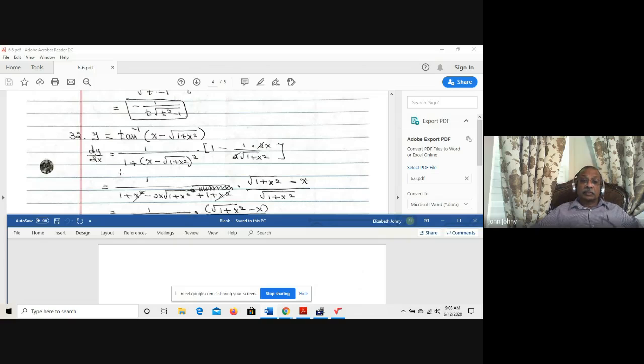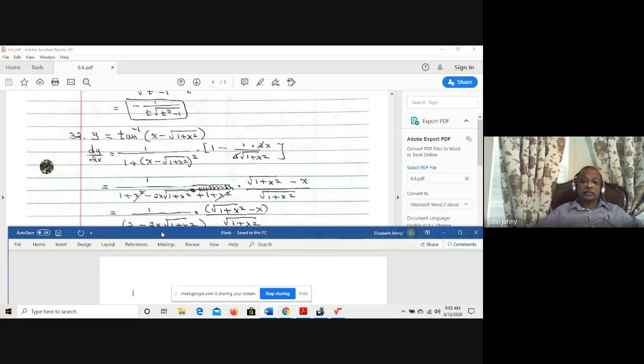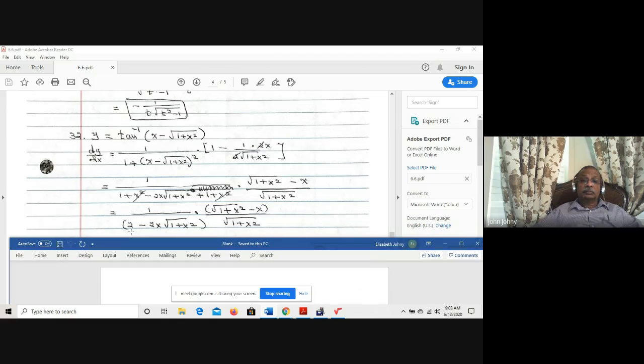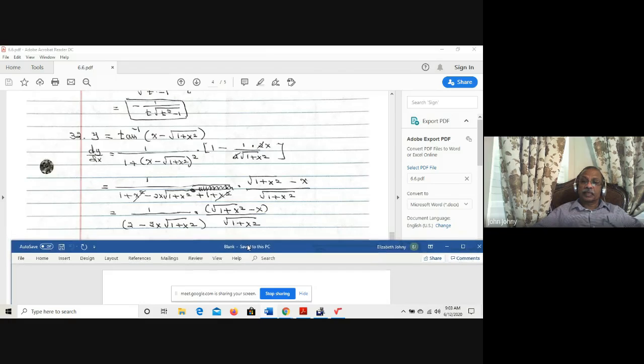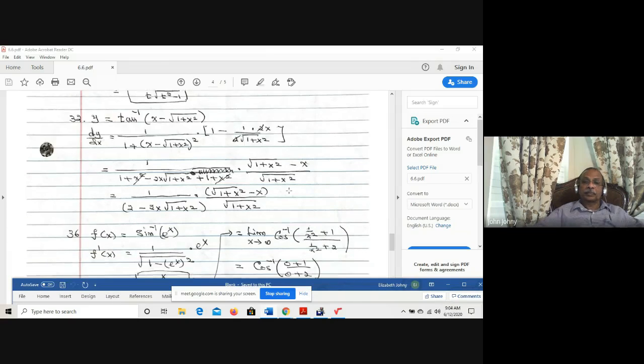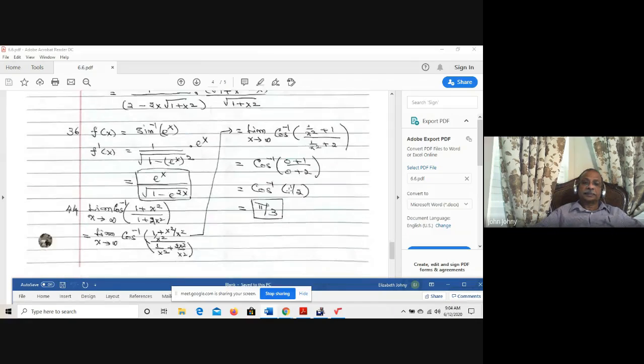That is 1 plus x squared minus 2 times the product of these two plus the square of the second, that is 1 plus x squared. The x squared cancels, and then you get 2 minus 2x times the square root of 1 plus x squared, minus x, divided by 1 plus x squared. Okay, so that is the answer.